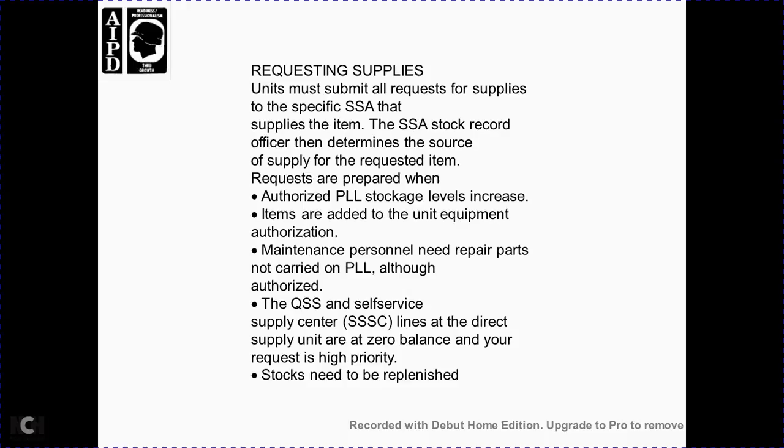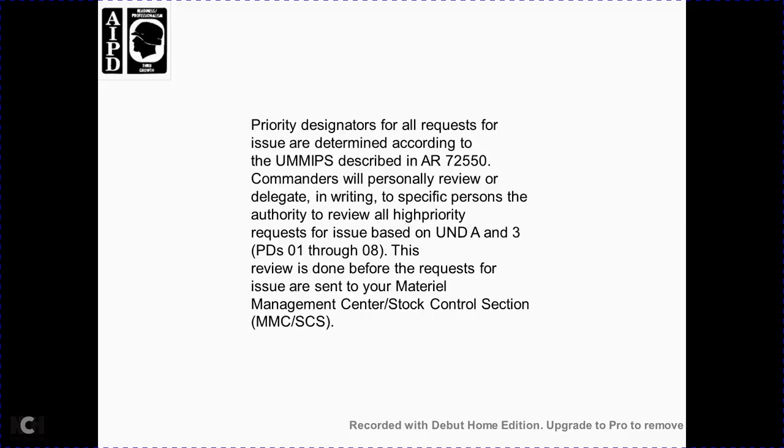The officer determines the source of the supply requested item. The request is prepared for authorized stockage, prescribed load list, and increases to the items added with the unit equipment. Maintenance personnel need to prepare the parts not on the prescribed load list, though authorized through the QSS or self-service supply center, in line to directly supply with the zero balance. If you request, the high priority stock needs to be replenished.